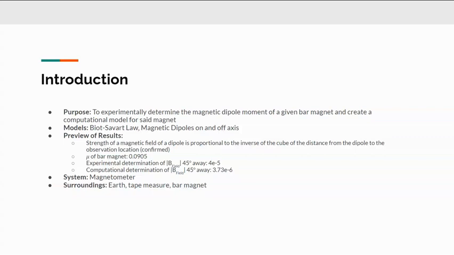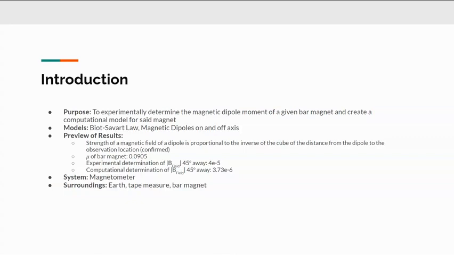The results found that the strength of the magnetic field of the dipole is proportional to the inverse of the cube of the distance between the observation location and that magnetic dipole. And this was confirmed based on what we've learned prior. In my experiment it came out to be around 2.9, which is close enough to 3 due to some errors. Mu of the bar magnet I got was 0.0905, and that would be amperes meters squared.